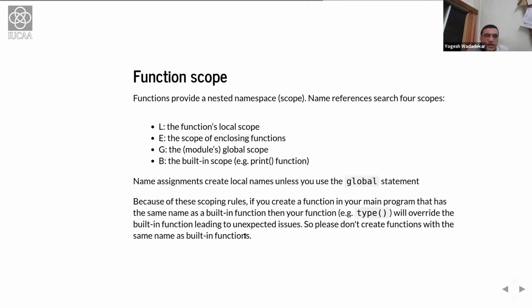So this brings us to what is called function scope. Functions provide what is called a nested namespace or scope, and these name references always search four scopes. L is the function's local scope. Then it searches for the scope of enclosing functions. Then it searches for the module's global scope. And then it searches for the built-in scope.